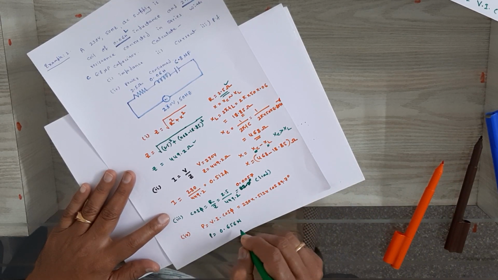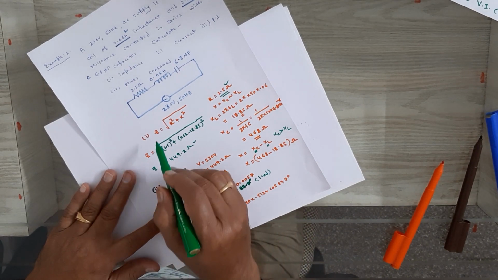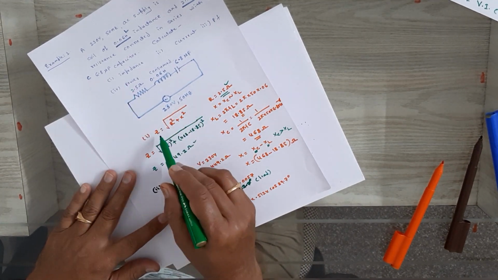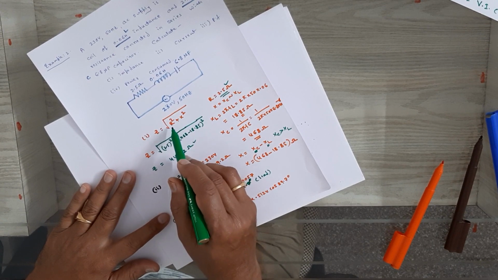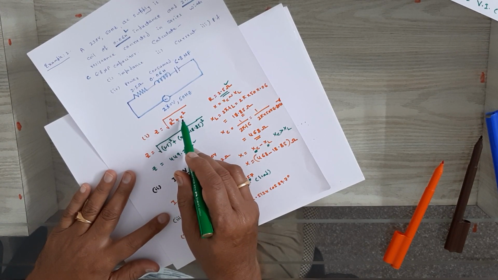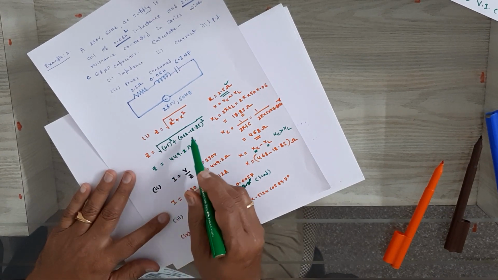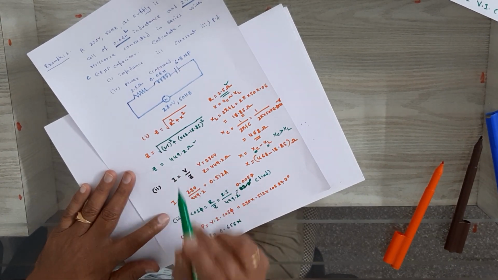Okay, this is how you have to calculate. Very simple. Write whatever is asked. If impedance is asked, write the impedance formula. R is a given value. Find out the X, which is the difference between the two reactances XL and XC. Then substitute in the formula and you get the impedance.